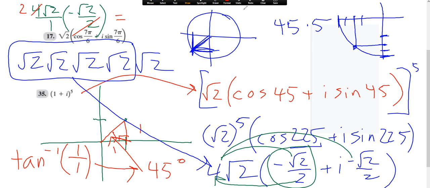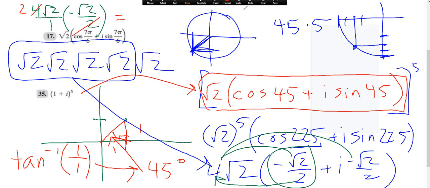The radical 2 cosine 45 goes with question 35, right? Like the red one? Correct. This is the original. Okay. In the box there is the original 1 plus i written in its polar form. And then we're raising it to the 5th power.